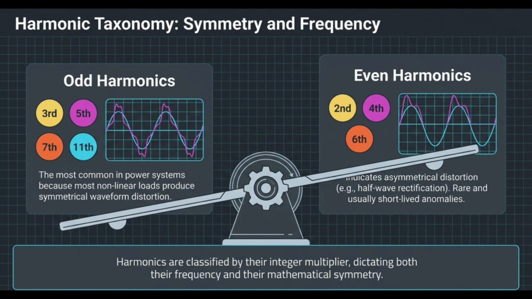The real, persistent threat comes from the odd harmonics: the third, fifth, seventh, and 11th. They create symmetrical waveform distortion and act as the long-term steady-state residents of our power grid, generated continuously by all those everyday nonlinear loads we just talked about.